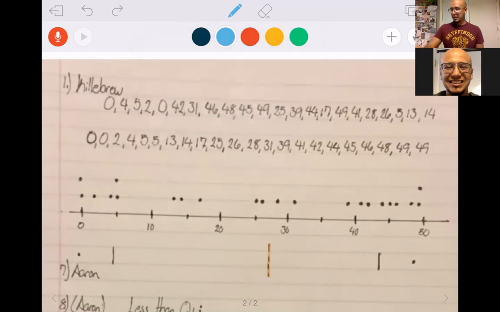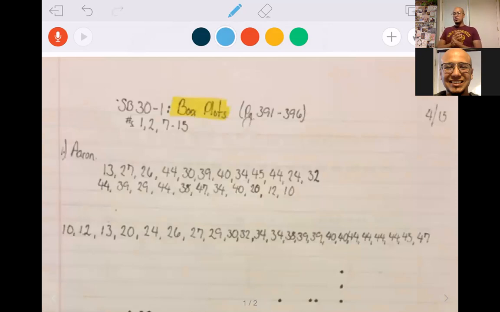So let's go back and let's work with Aaron first. The first thing that I want us to do, ladies and gentlemen, is do exactly what we have been doing for the previous two lessons, which is we're going to find the median, which we know as Q2, which means quartile 2. And then we're going to find Q1, quartile 1. And then we're going to find Q3, which is quartile 3.